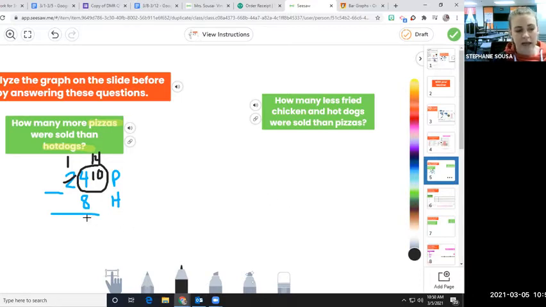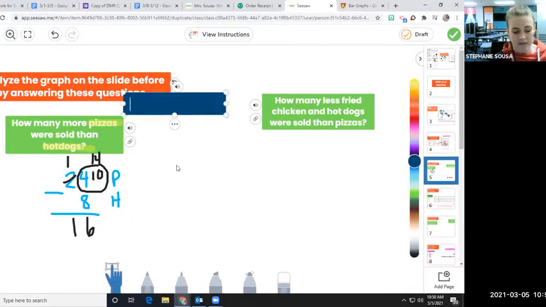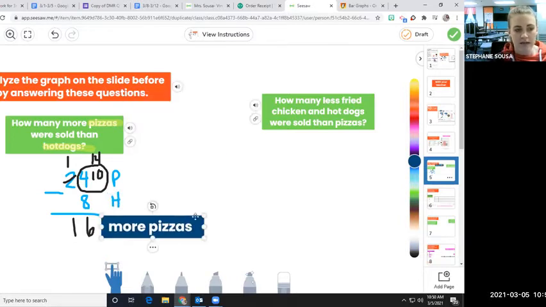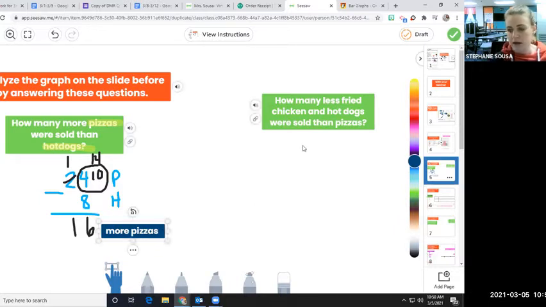14 subtract 8 is 6. 10 subtract nothing is 10. So I have 16 more pizzas. On your test on Monday, if you are not putting in your labels, then you are going to be missing points. Okay, remember when we are working with data, we've got to be specific for what that data is showing us. This data is showing us about pizzas.